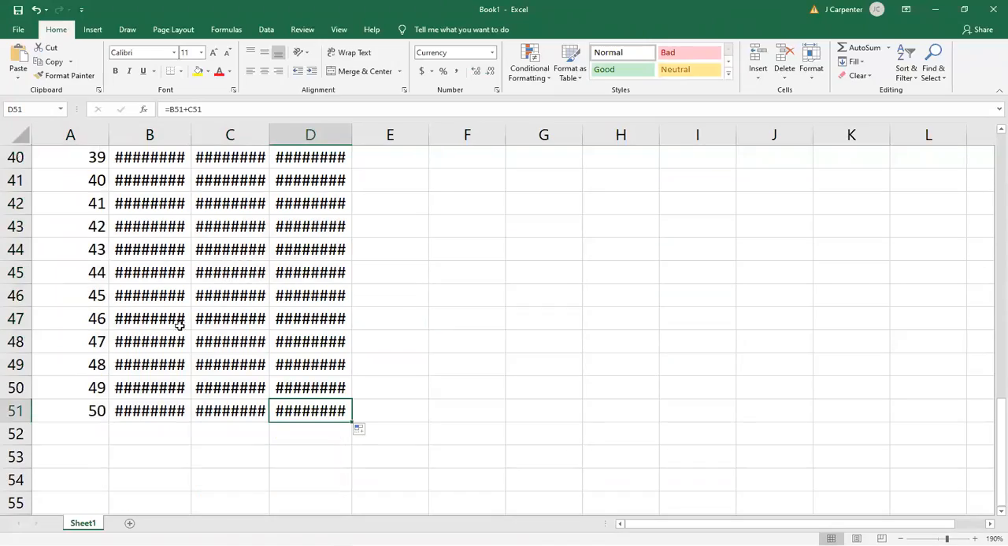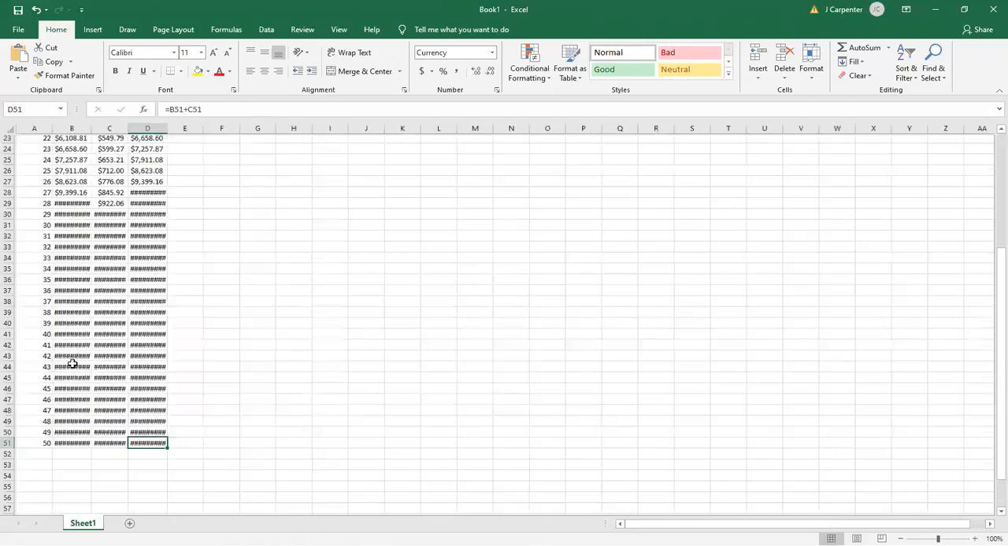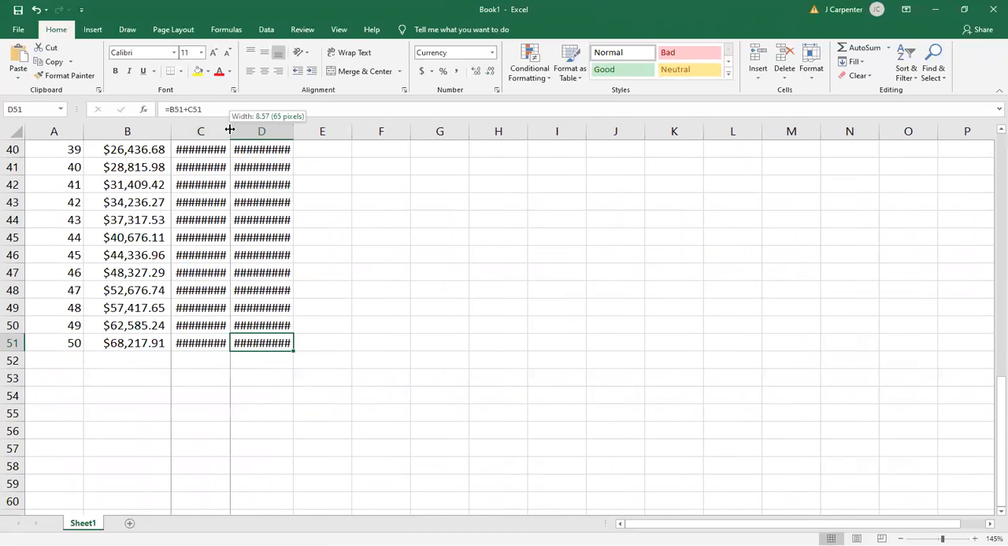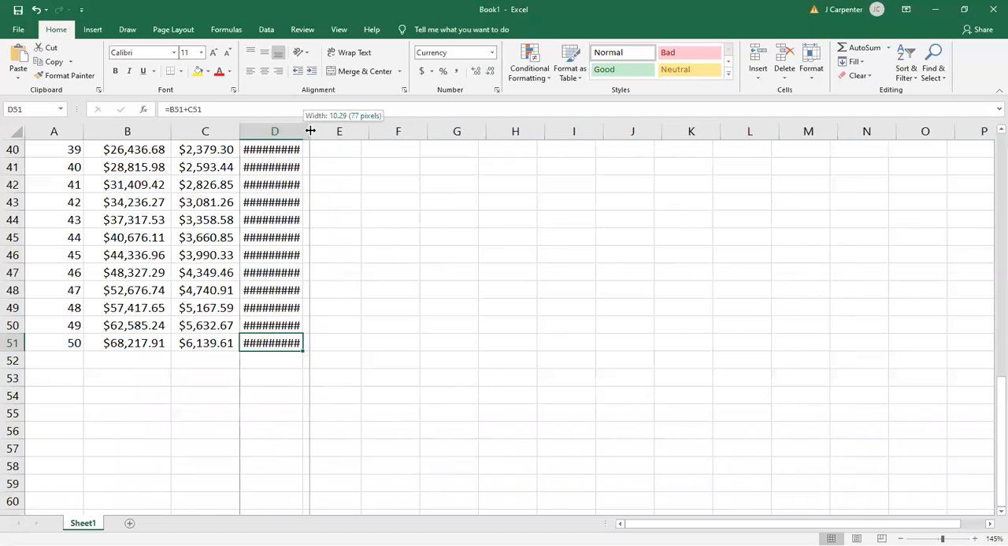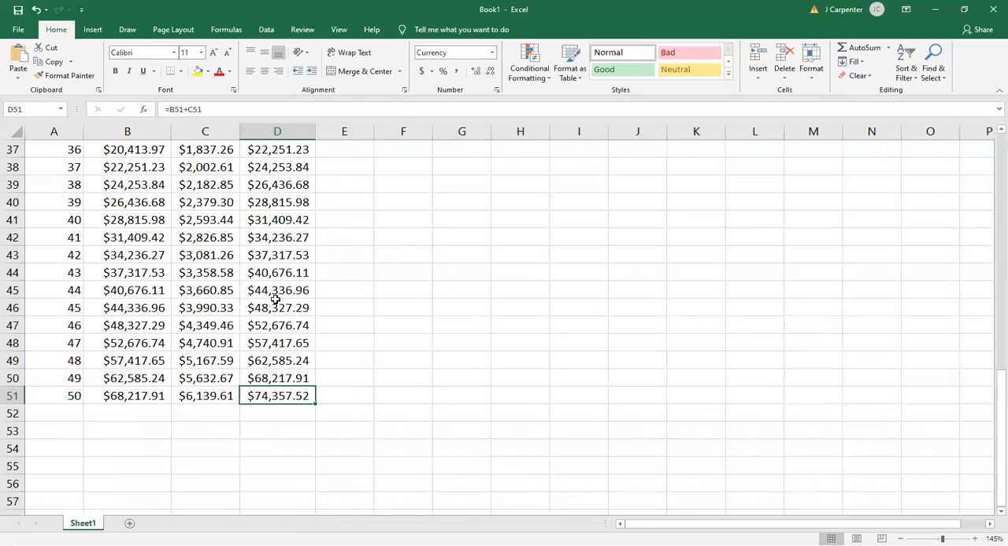It's just these numbers are too big to fit in there. Sometimes zooming out will get them there, but not quite there. If that doesn't work, you can just widen your cells, and that's going to fix everything. Just widen your cells. Remember, grab the bar between the letters. You can't just grab down here. It has to be between the letters. That's a critical issue. So 50 years in, we got 74 grand. Holy cow, that's pretty great.